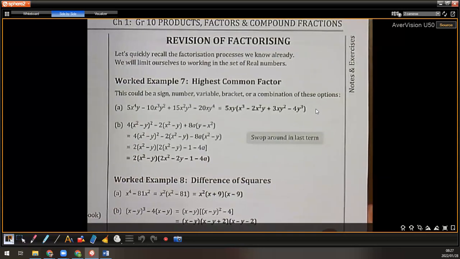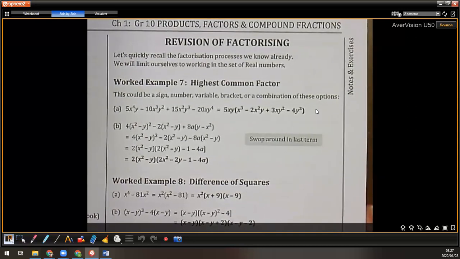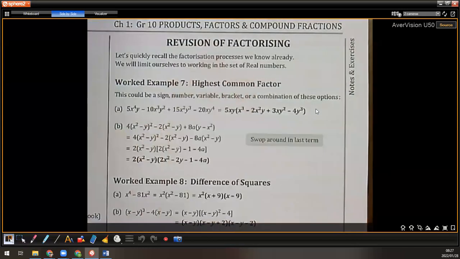For the first bit, I want you guys to read through this revision of factorizing these examples. All right, if you want to, you can copy them into your workbooks. So you can write factorizing as a new heading.